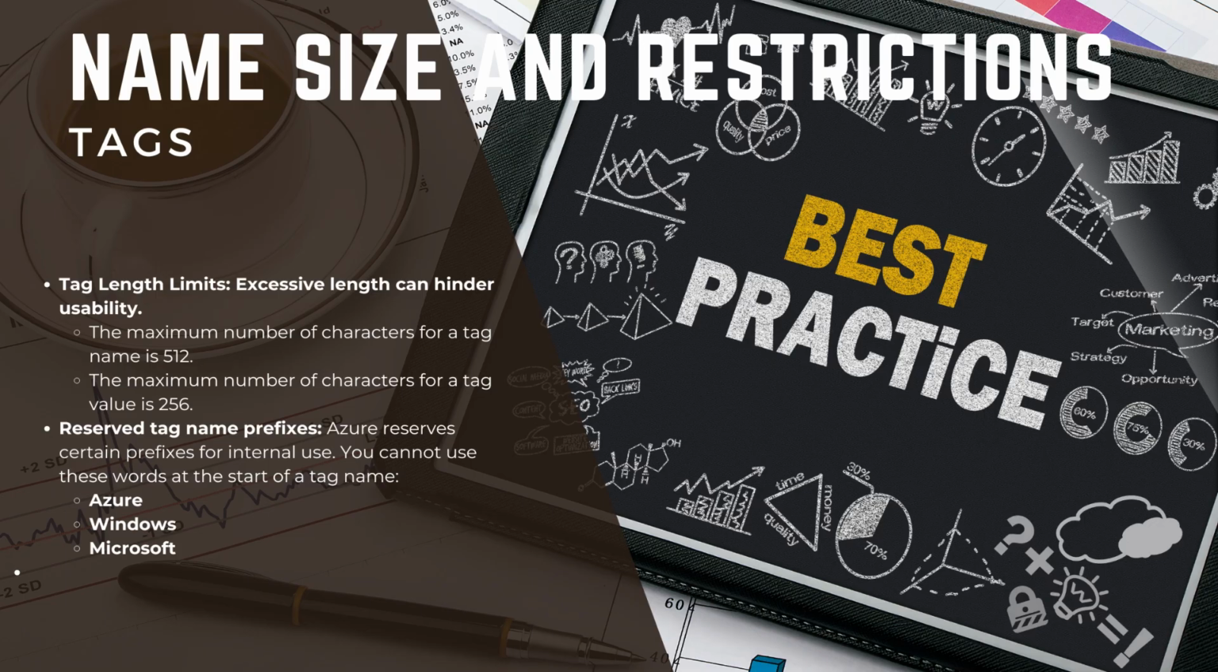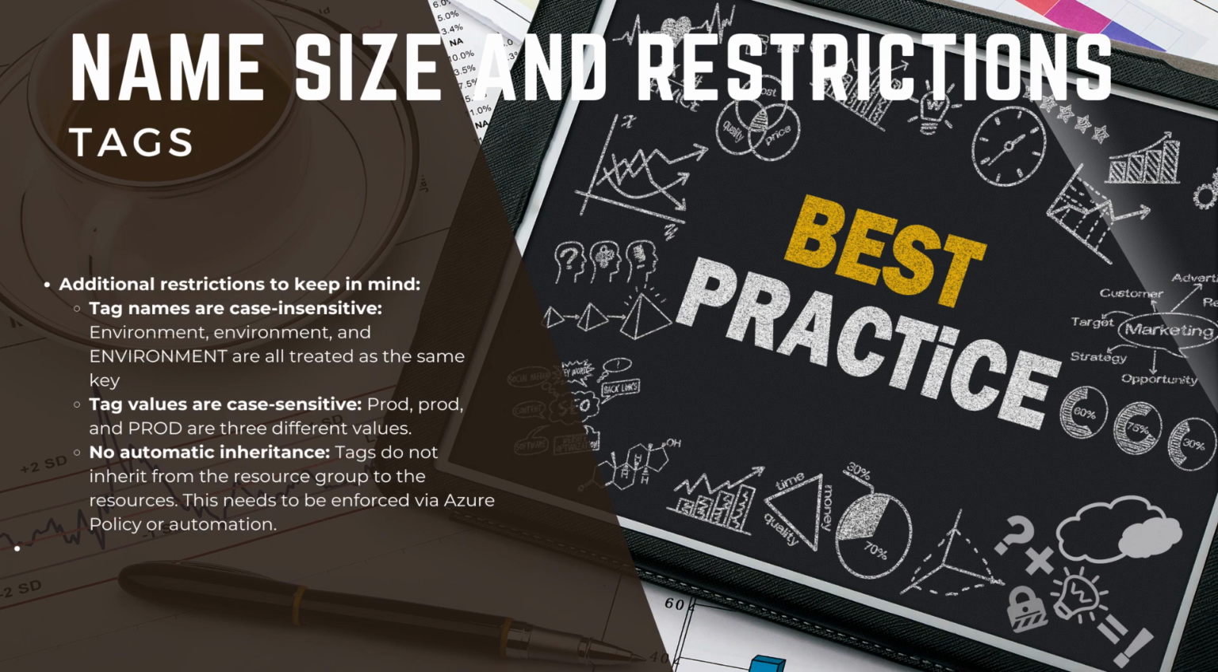Tag length limits. Excessive length can hinder usability. The maximum number of characters for a tag name is 512. The maximum number of characters for a tag value is 256. Reserved tag name prefixes. Azure reserves certain prefixes for internal use. You cannot use these words at the start of a tag name: Azure, Windows, Microsoft.